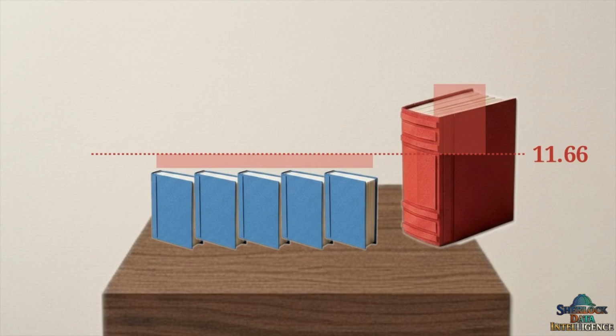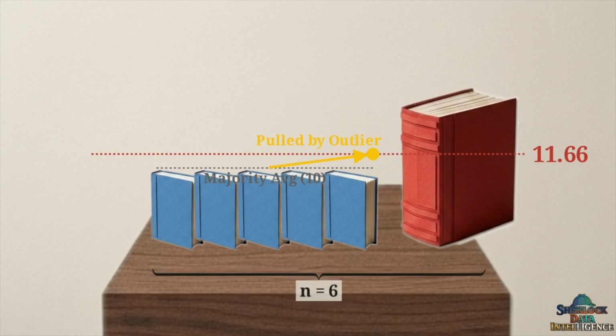But look at the gap. The average line hovers completely above our normal books and sits far below our art book. This is the mechanic of skewness. A single unusually high value mathematically drags the entire sum upward. Because we are dividing a much larger total by only 6 items, the average is pulled away from the majority.